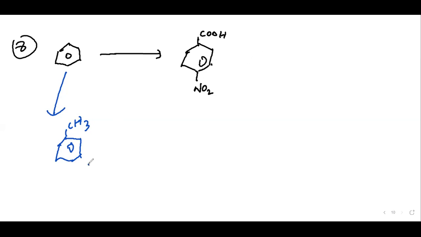You have both the notes. Then after that, you can easily attach this into the para position, because the methyl group is an ortho-para director. Para means fourth carbon. I don't know how many of you can remember ortho-para directors now. 1, 2, 3, 4. The fourth carbon is para, right? Either ortho position or para position, you can get it.